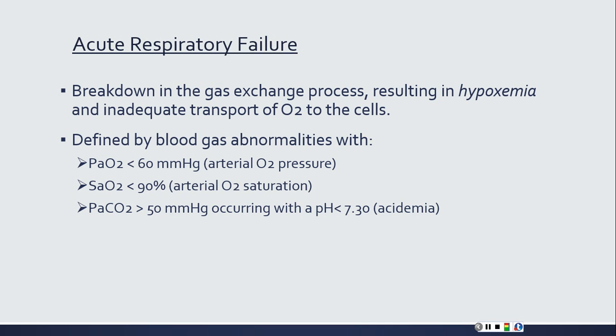So what do we have here? If we've got a CO2 of greater than 50 and a pH of less than 7.3. Respiratory acidosis. Correct.